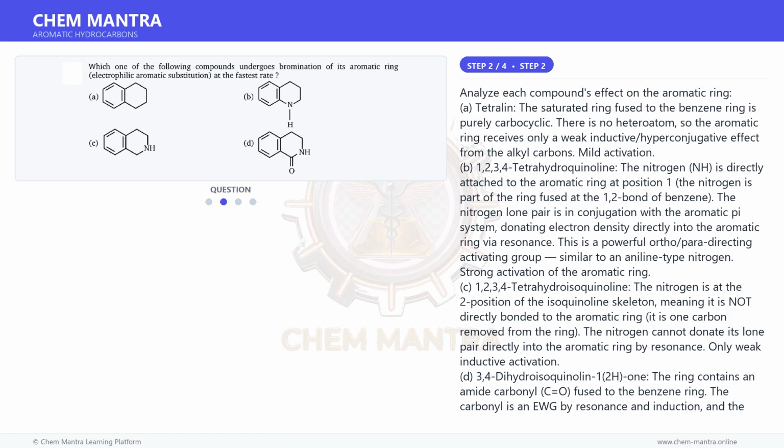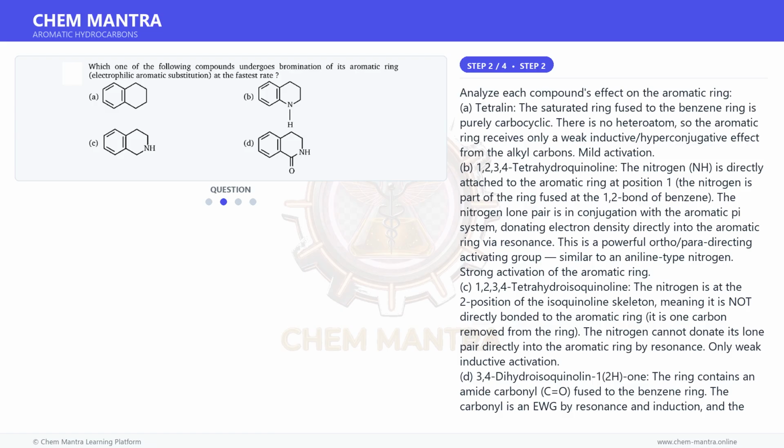C. 1,2,3,4-tetrahydroisoquinoline, the nitrogen is at the 2 position of the isoquinoline skeleton, meaning it is not directly bonded to the aromatic ring, it is 1 carbon removed from the ring. The nitrogen cannot donate its lone pair directly into the aromatic ring by resonance. Only weak inductive activation.